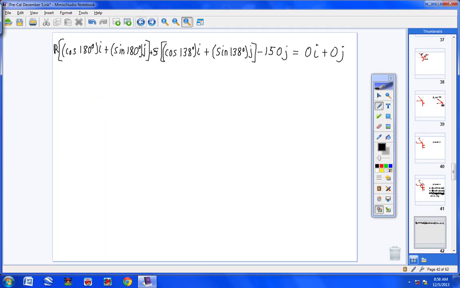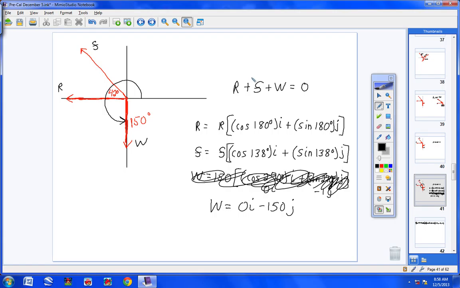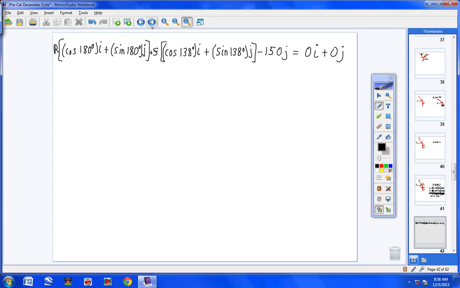So what I did then, remember, I have R plus S plus W. So I'm going to pick up R and put it right here. I'm going to pick up S and I'm going to put it right here, and I'm going to pick up W, and I'm going to put W right here. Okay, so if I do that correctly, we will get this right here.